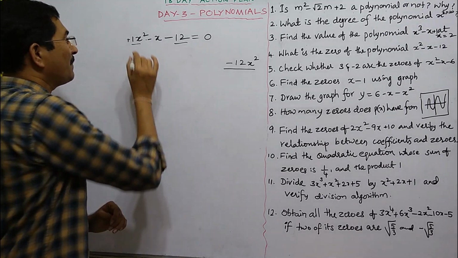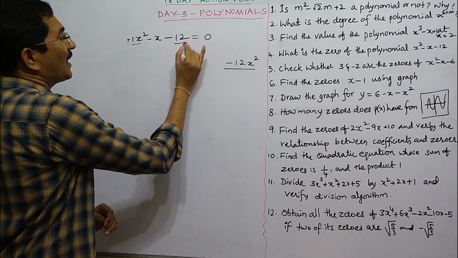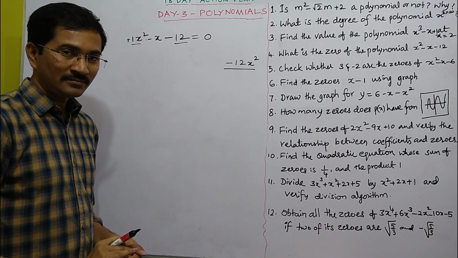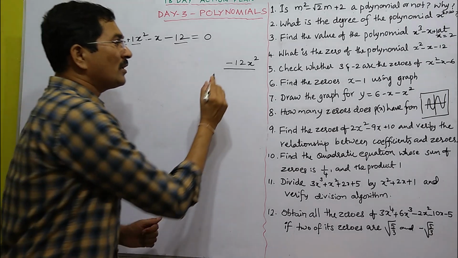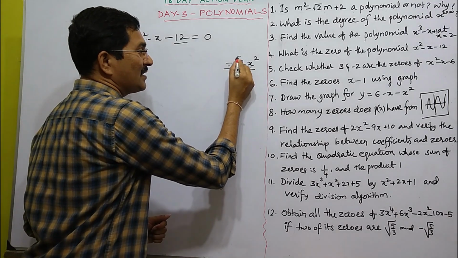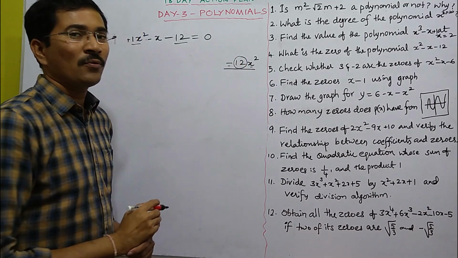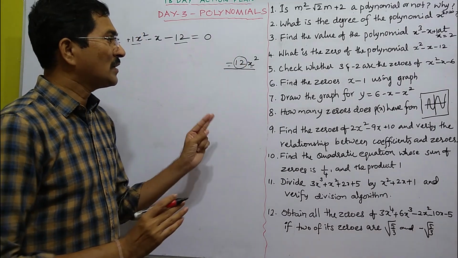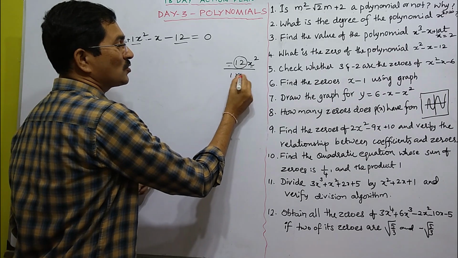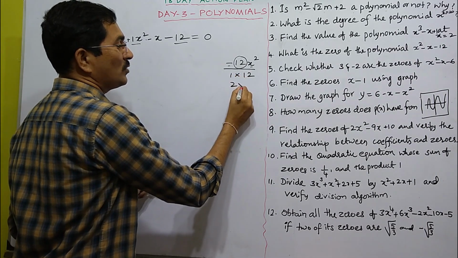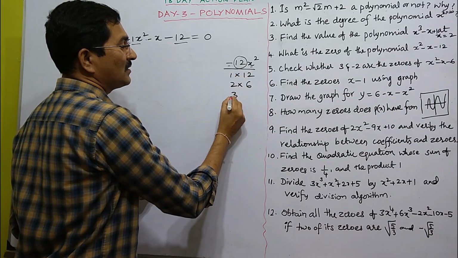So you multiply the x square term and the constant and put together. Now, ignoring the symbol and x square, just write it as a product of its factors. So 12 can be written as 1 into 12 or 2 into 6 or 3 into 4.